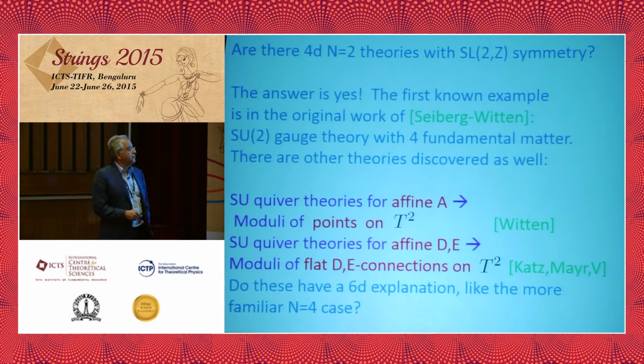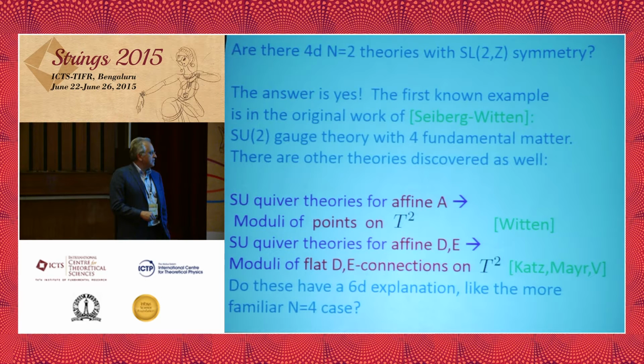And in fact, in the work of Seiberg-Witten, there was already a beautiful example. SU(2) gauge theory with 4 fundamentals already gave rise to a theory with SL(2,Z) symmetry. And this class was extended to other examples. For example, if you take SU(N) gauge theory on an affine quiver, so quivers which form a ring with bifundamental matter between them, it gives you a moduli space, which is a moduli space of points on T2. Again, SL(2,Z) of that T2 will be manifest in this class of examples.